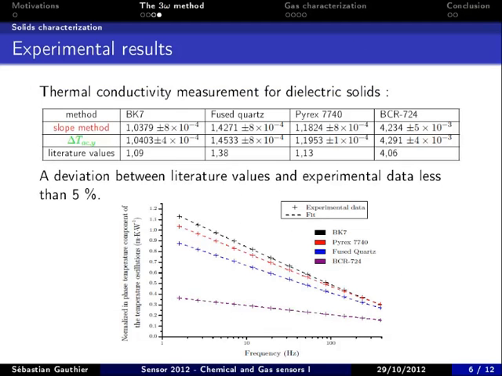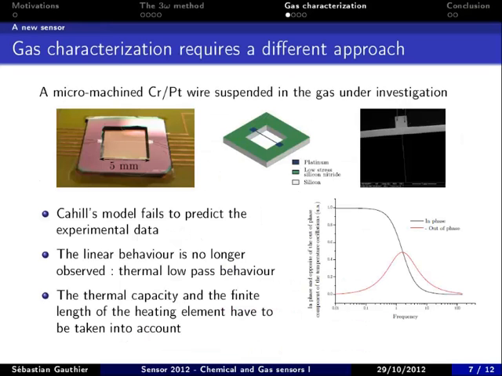So we have been doing that in order to validate our experimental setup, and we could measure the thermal conductivity of dielectric solids with a good precision. So now we will move on to the subject, meaning to measure the thermal conductivity of gases using a similar method. Since we want to characterize gases, the solution we investigate is to use a suspended wire.